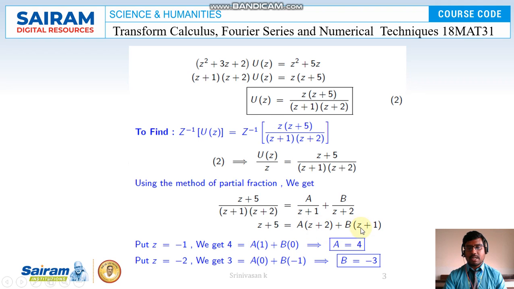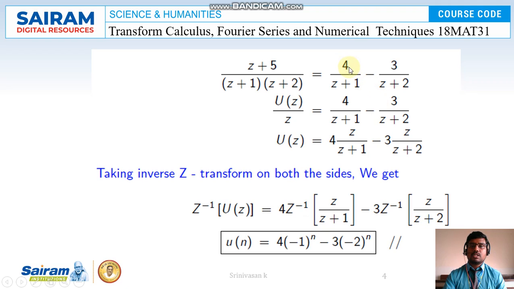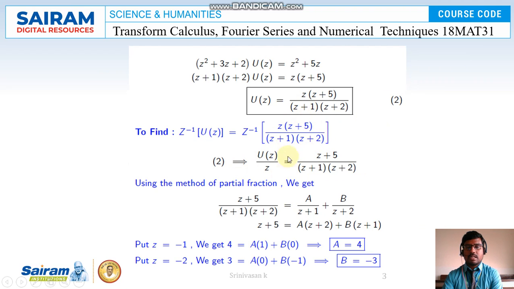Put z equal to minus 1, we will get a value. Okay, and the a and b values substitute in the equation, that is 4 divided by z plus 1 minus 3 divided by z plus 2. So this equation is equal to U of z divided by z. Here, this is equation 2, U of z divided by z, the full term.